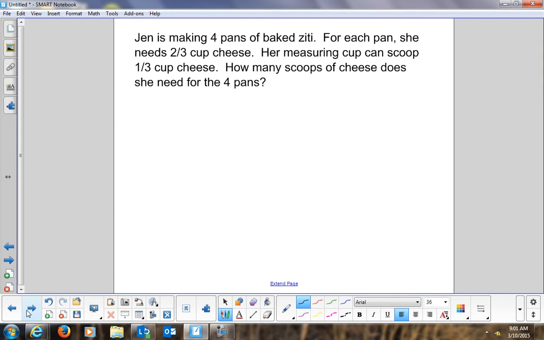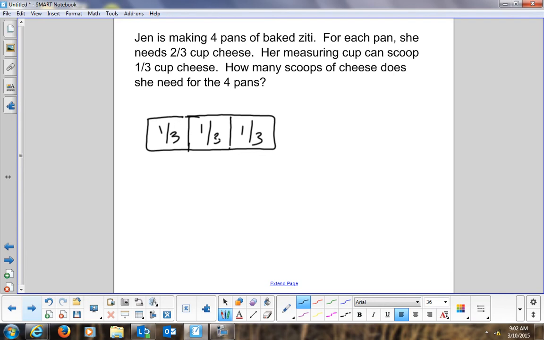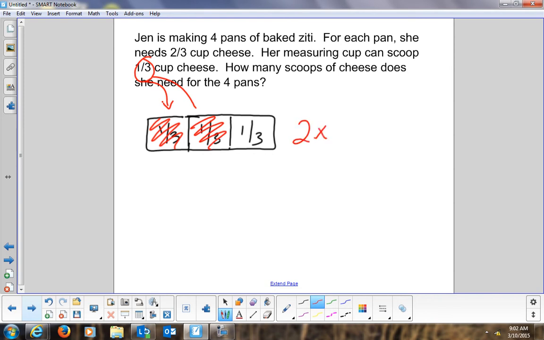All right, so here is, let's say this is 1 pan of ziti, right? And we can separate it into third parts. So this is a third, this is a third, and this is a third. And we need 2/3 size parts. So I'm going to take my 1 scoop, or my 1/3 scoop, and I'm going to fill each one of these. Okay, so that's 1 time, that is 2 times. So I'm going to need 2 times 1/3 for each pan. And how many pans am I going to need? Okay, I'm going to need 4 of them. So I'm going to go do this 4 times.